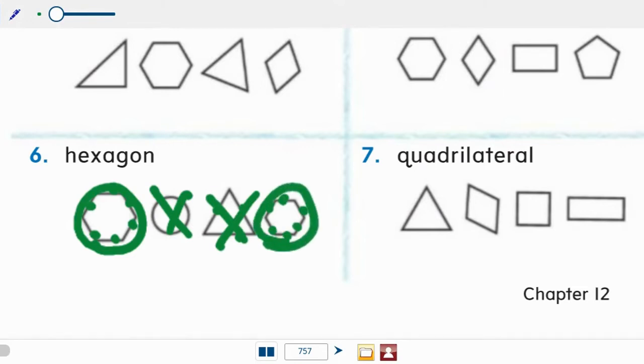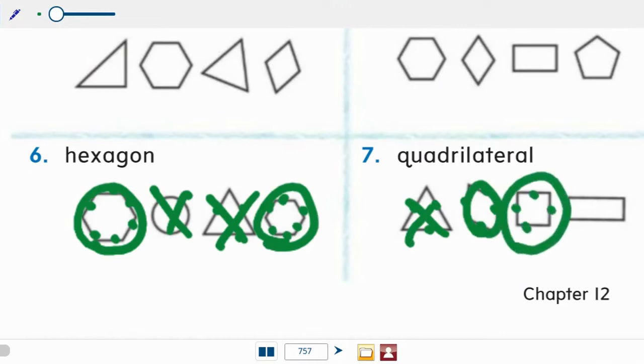For number seven, I've got quadrilateral. Now, quadrilateral just means a four-sided shape. All right, so I'm looking for any shapes that have four sides. So we've got one, two, and three. No, that does not check out. Up next, I've got one, two, three, four. Yes, that does check out. Next up, I've got one, two, three, four. Hey, another one. We got two there.